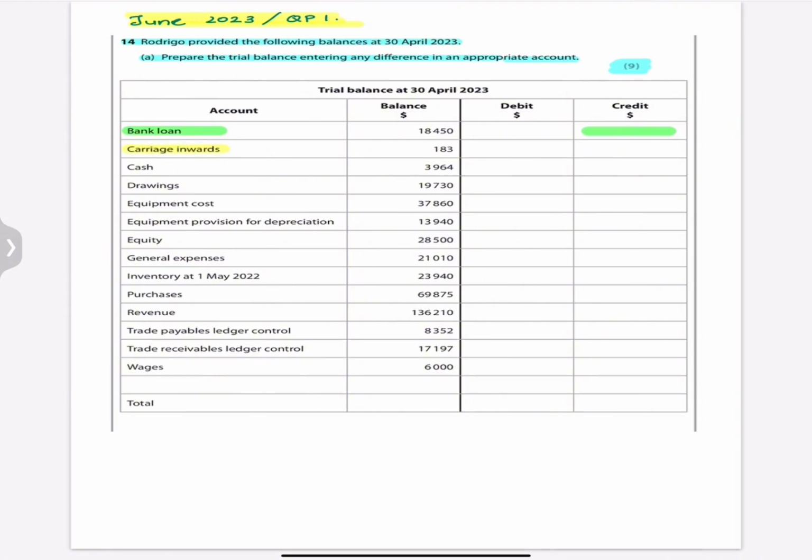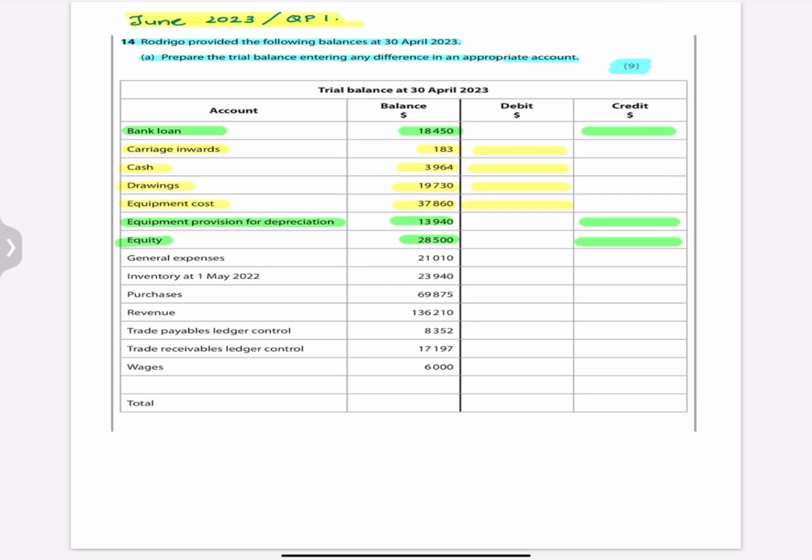Bank loan is a liability, credit. Carriage in is kind of an expense, therefore debit. Cash is an asset, therefore debit. Drawings is drawings, therefore debit. Equipment is an asset, therefore debit. Equipment provision for depreciation is credit because it's a provision. Equity usually has a credit balance.